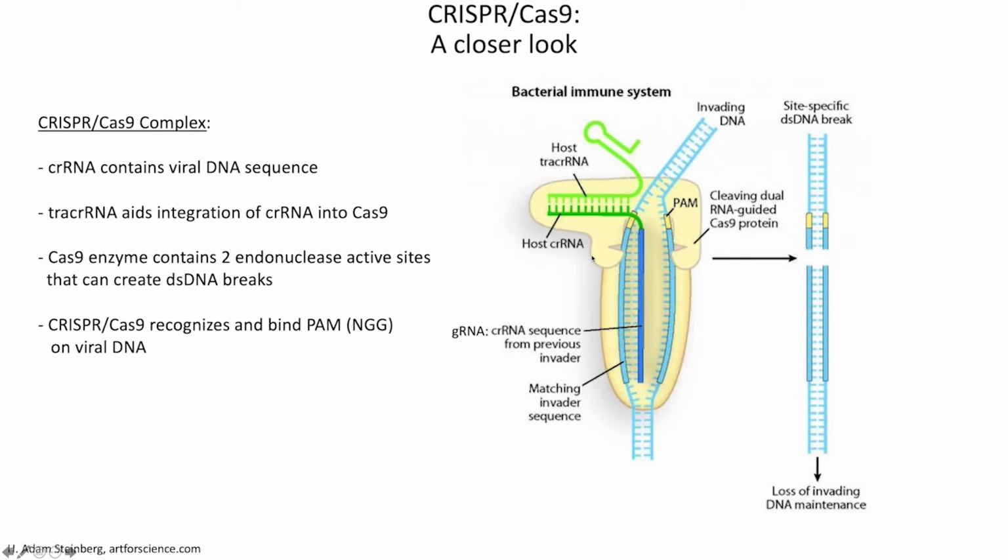If we zoom into the CRISPR-Cas9 complex, we can see how it's assembled and how it works. First is this CRISPR RNA, which contains the viral DNA sequence here. That's sometimes called the guide RNA. The host portion of the CRISPR RNA pairs with a tracer RNA to help it bind the Cas9 protein. CRISPR-Cas9 works by first binding the viral DNA at the protospacer adjacent motif, or PAM, just downstream of the sequence that matches the CRISPR RNA, or the guide RNA. The Cas9 enzyme itself harbors two endonuclease active sites that can cut each strand of the DNA to form a double-strand break, thus inactivating the DNA.